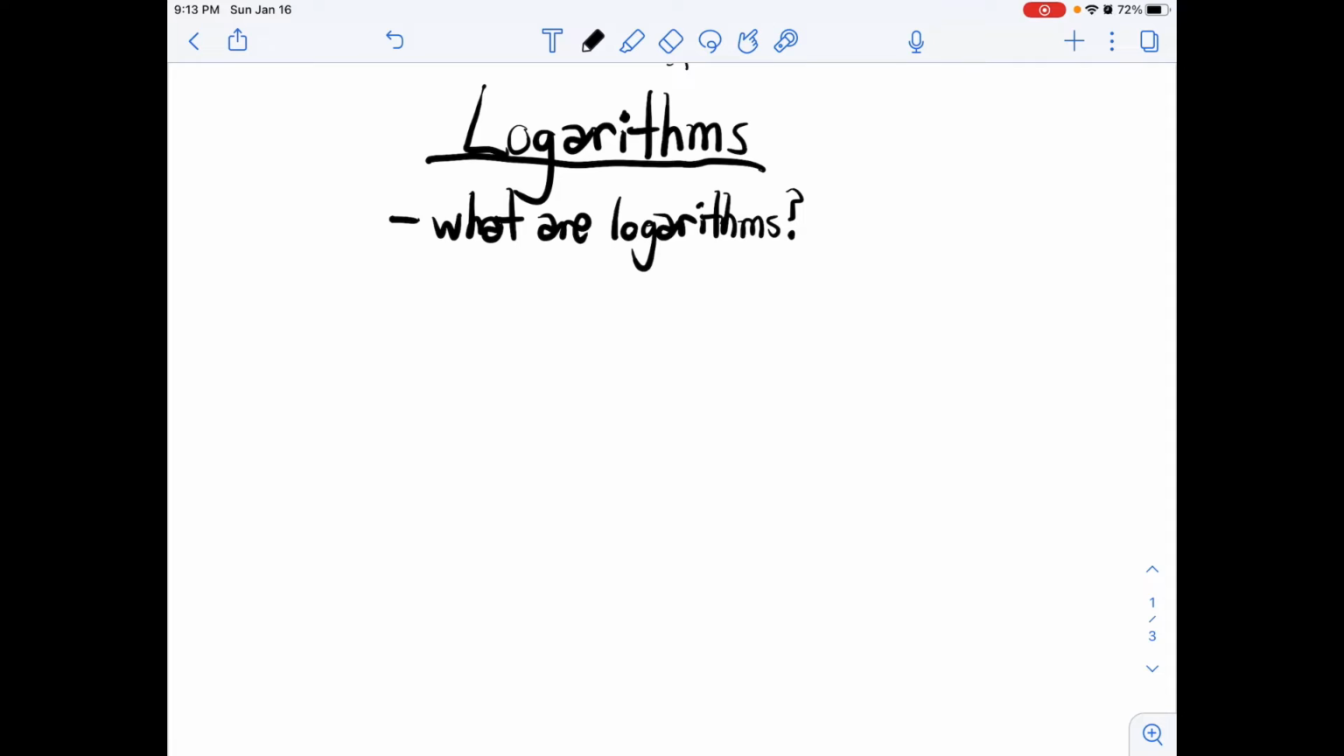So to answer our question, what are logarithms? A logarithmic function is the inverse of an exponential function. Now let's look at how we derive a logarithmic equation. Let's say we have the equation y equals b to the power of x. This is an exponential equation, and we want to write the inverse of it, which is the logarithmic form. So we're just going to swap x and y. So we have x equals b to the power of y.